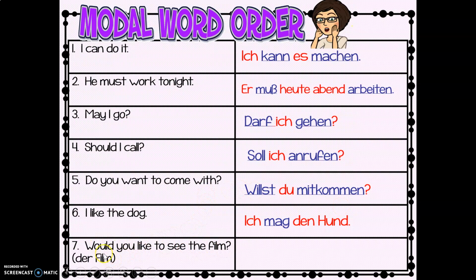Would you like to see the film? Would like is the modal möchten. It's a question without a question word, so we're going to start with that. Möchtest du den Film sehen? Verb at the end in infinitive form here.